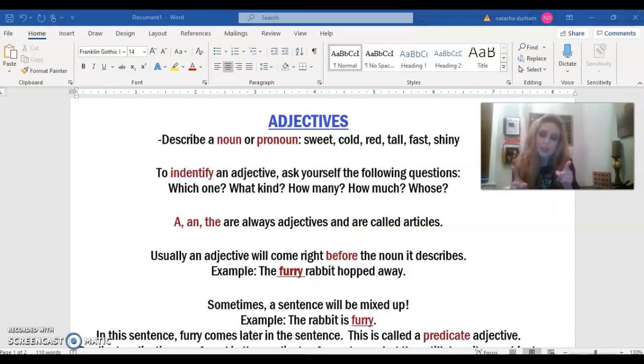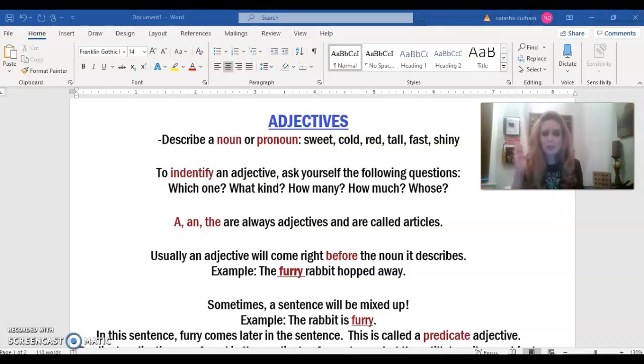Now, sometimes, though, a sentence can be mixed up. All right, so in our next example, the rabbit is furry. Well, what's our noun? Rabbit. What kind of rabbit? Furry. This time, though, furry comes later in the sentence. It's at the end. When this happens, this is called a predicate adjective.